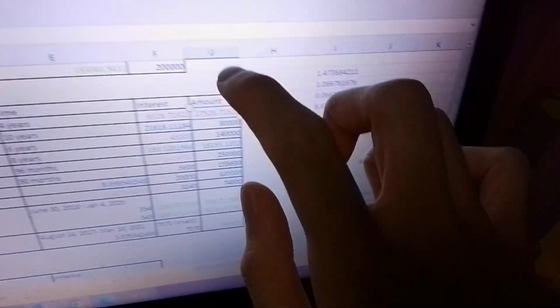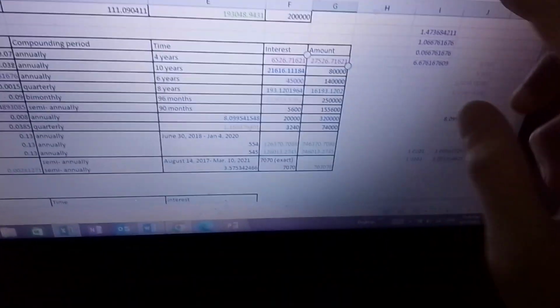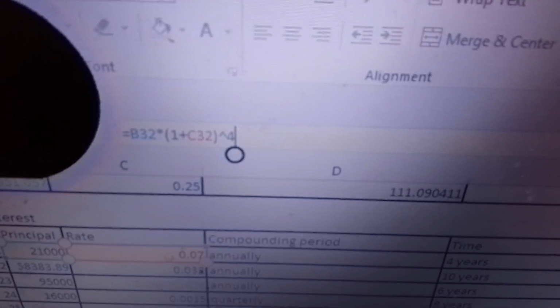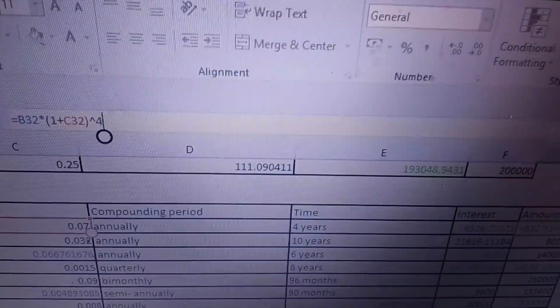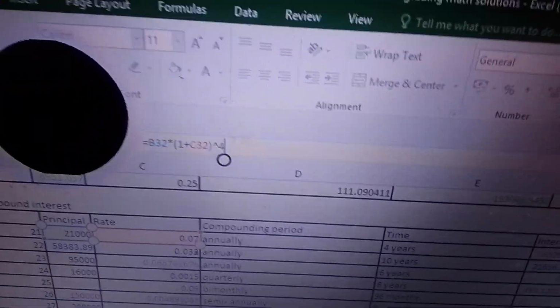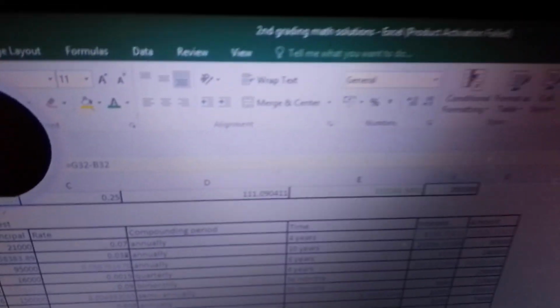I got the answer of 6,000 by applying the maturity value. Therefore, 1 plus C32, which is 0.07, raised to the 4th power because it's the time, and then times B32. And that's the answer. Then subtract to get the interest. So, that's very fast.